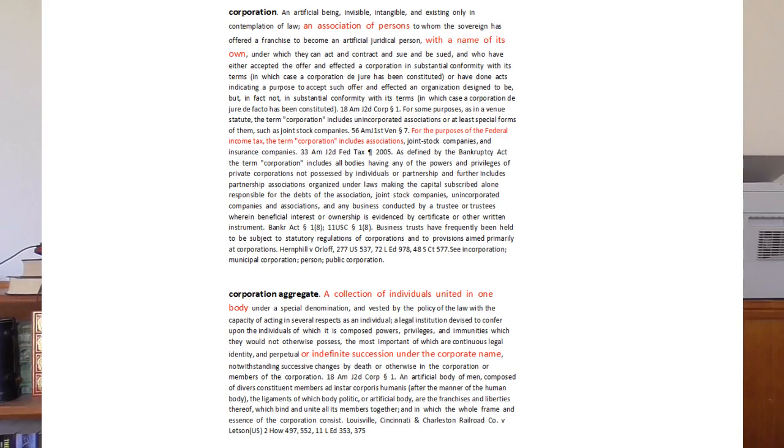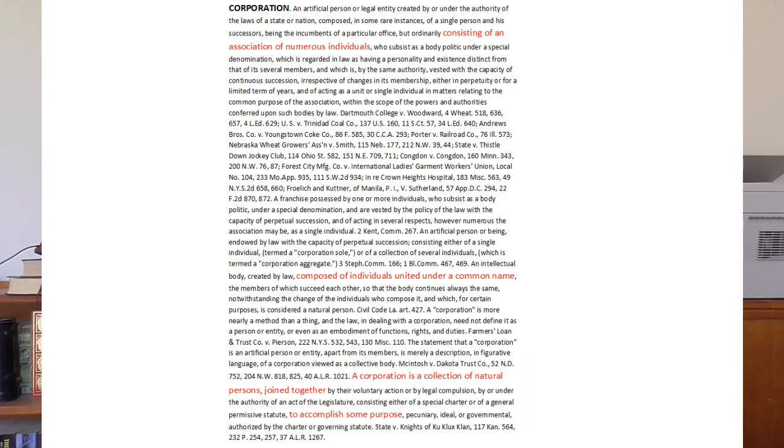Okay. Let's go to another dictionary. Let's go to Ballantyne's Law Dictionary, 3rd edition. Corporation, an association of persons with a name of its own. And corporation aggregate, a collection of individuals united in one body. Black's Law Dictionary, 4th edition. Corporation, consisting of an association of numerous individuals, composed of individuals united under a common name. A corporation is a collection of natural persons joined together to accomplish some purpose.